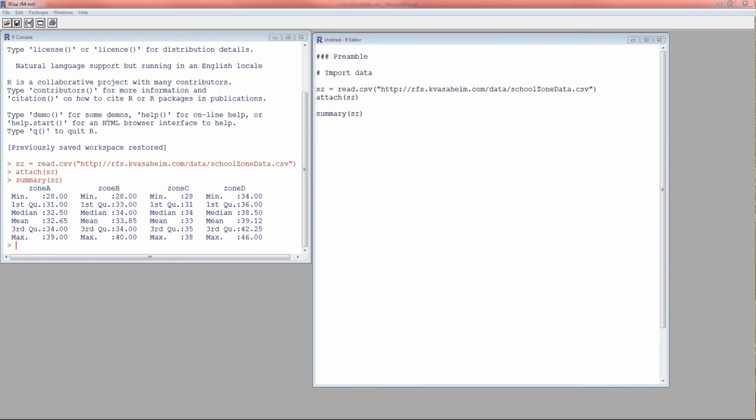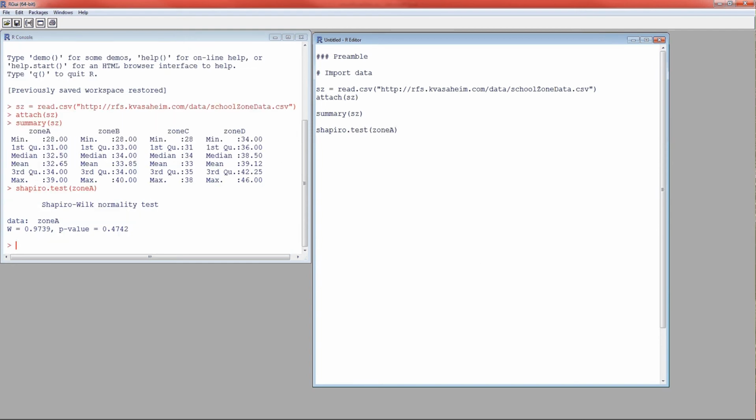So our first null hypothesis is that mu is less than or equal to 30 miles per hour. And we'll do that for Zone A. We have to test the normality assumption. We do that with the Shapiro-Wilk test. Zone A. P-value is 0.4742. The p-value is greater than alpha. Therefore, we do not reject the null hypothesis of normality, which means we get to use the t-test on Zone A.